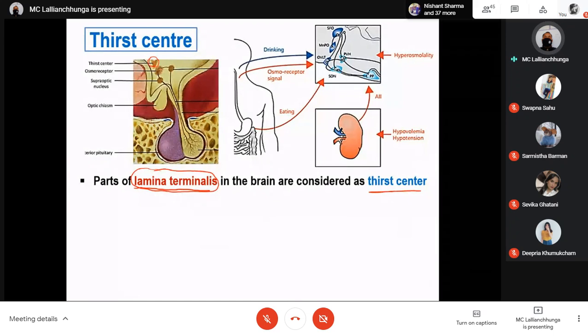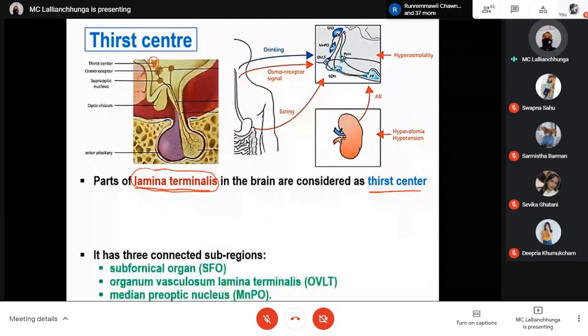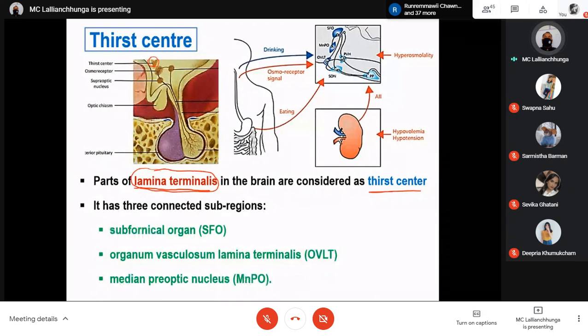This osmoreceptor we have already talked about in the last class. This is controlling ADH secretion. We have talked about it. So just above, or anterior part, we can say there is an area of lamina terminalis. Some parts of lamina terminalis, this area, is considered as the thirst center. This thirst center is divided into three parts. It is said that these three parts are involved in the sensation of thirst.